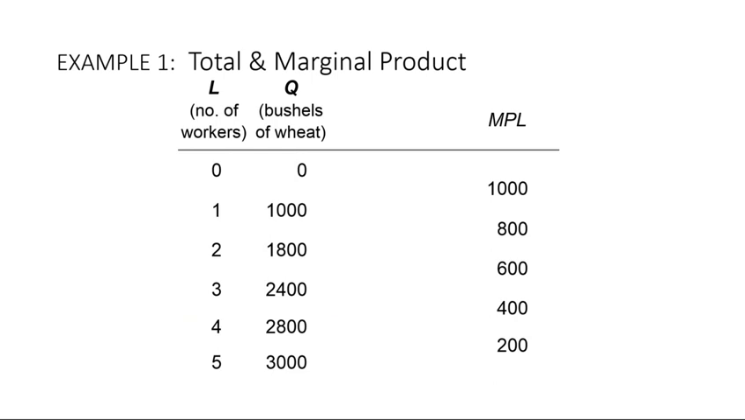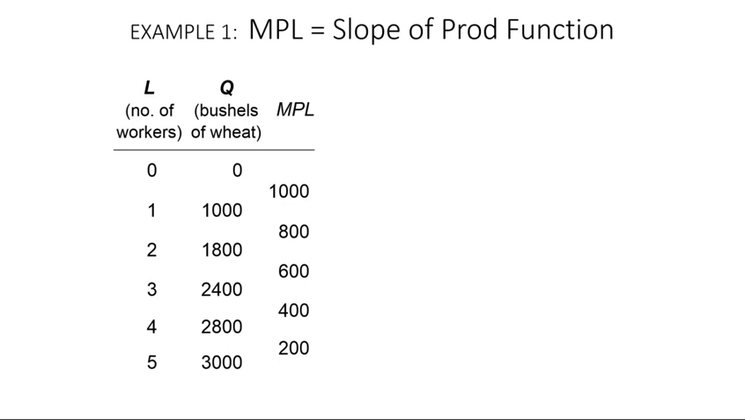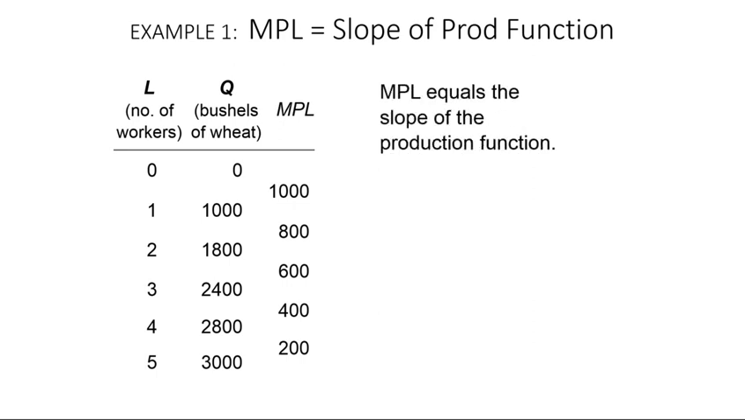Just like we had graphed the production function, we could also graph the marginal product. We'll think about that in a moment. But here is how the marginal product schedule is related to the total level of production at any given level of input. The MPL is the slope of the production function.